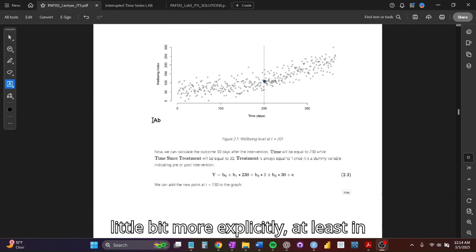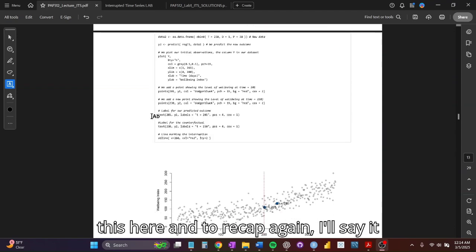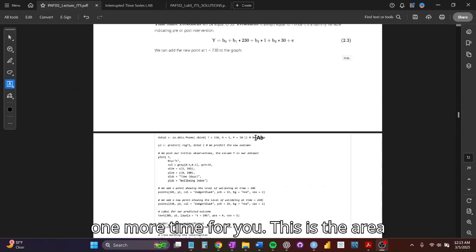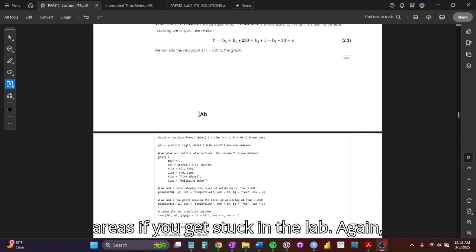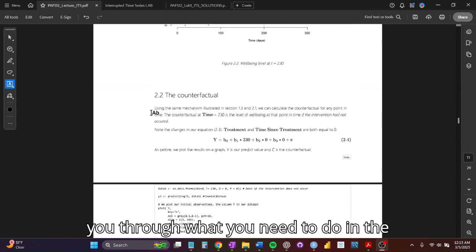A little bit more explicitly, at least in terms of what you need to know for the lab. But I did want to touch on part of this here. And to recap again, I'll say it one more time for you. This is the area you want to come back to, one of the areas if you get stuck in the lab. Again, this will very, very efficiently guide you through what you need to do in the lab.